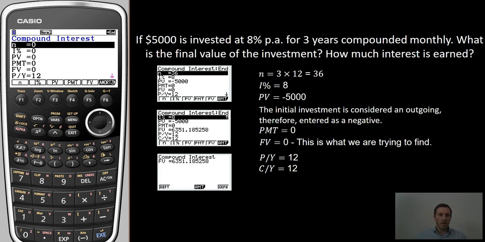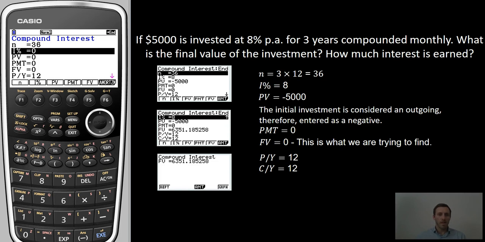So for N, we're going to equal 36, the number of compounding periods. Execute. The interest rate is 8%, so we enter 8. Present value, remember, is a negative, so we enter negative 5,000 because it's considered an outgoing. PMT, we're going to leave it as 0. So we just arrow down there. Future value, we'll leave as 0 because this is what we're trying to find. We'll leave P/Y and C/Y as 12.